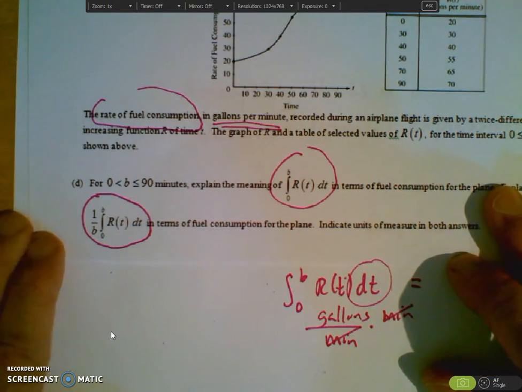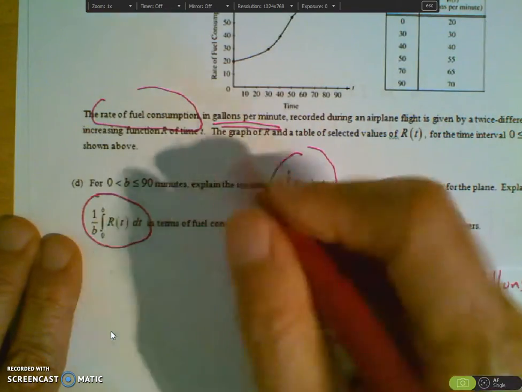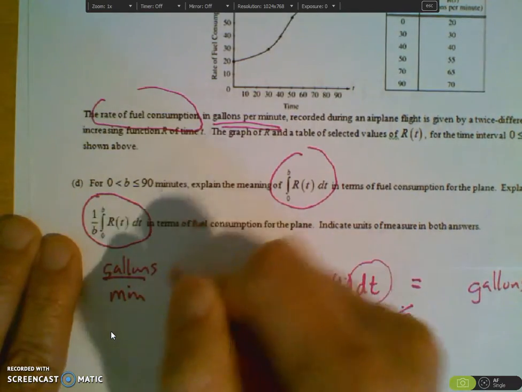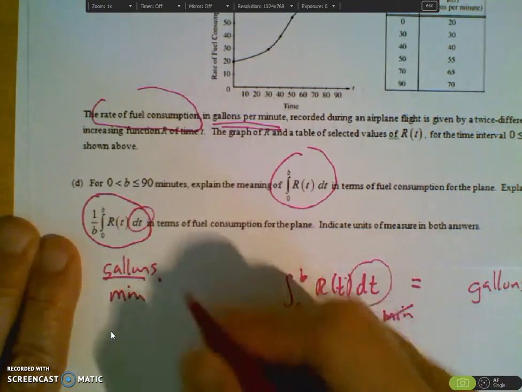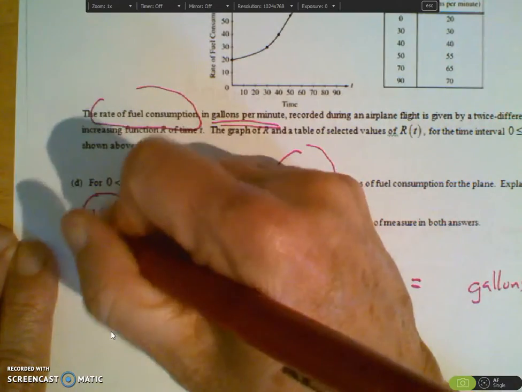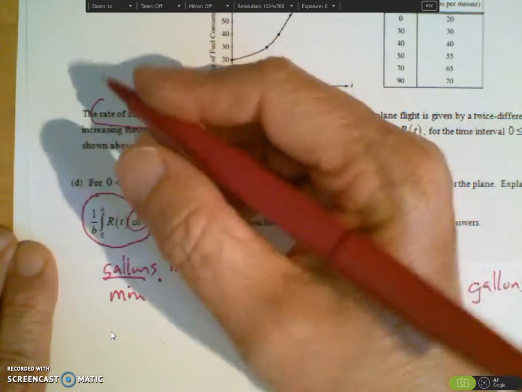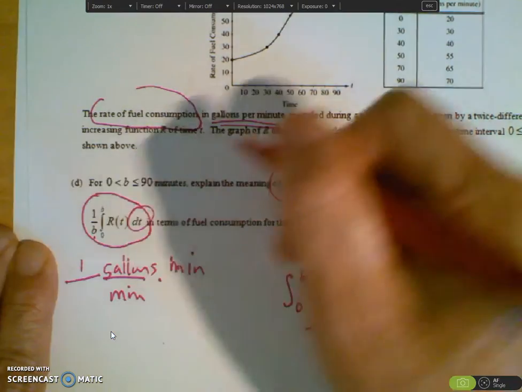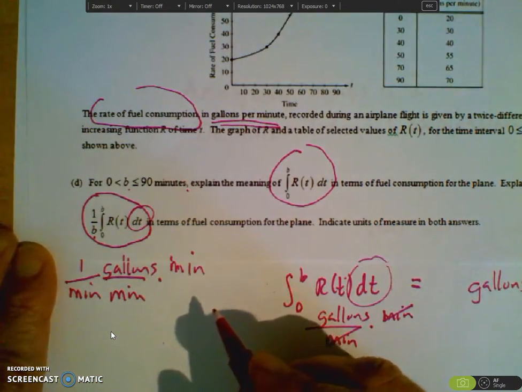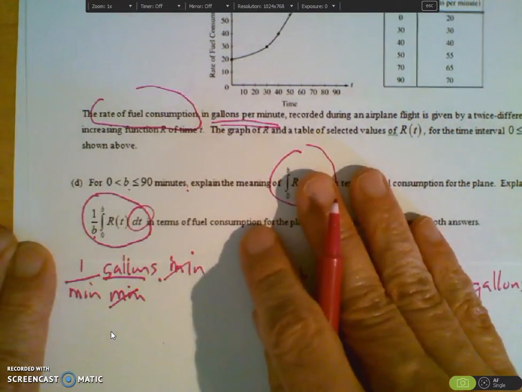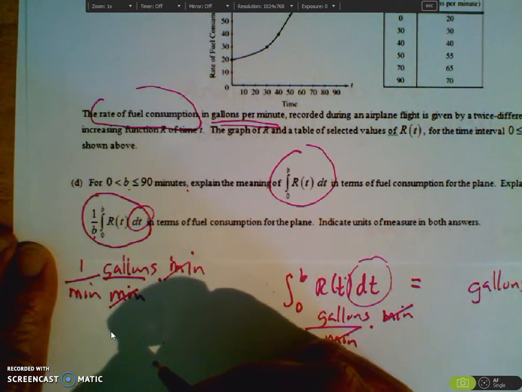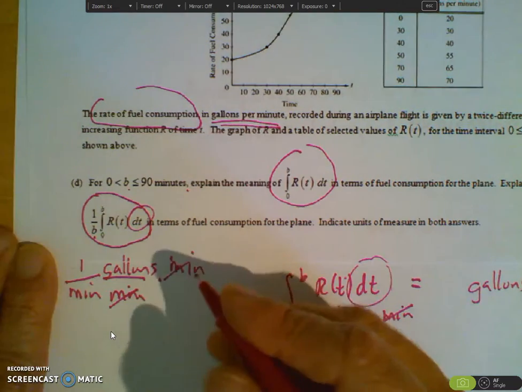Over here, this one is quite a bit trickier. Most people notice that r of t is measured in gallons per minute. They might also notice that you have the differential that's measured in minutes. The part that a lot of people forget, though, is this portion right over here. This coefficient also carries units. 1 over b, and b is measured in minutes. It says so right here. Notice that this time, these minutes divide out, but we still have units of gallons per minute. That means that my answer must be some kind of a rate. Specifically, it's the average rate of fuel consumption for the plane.